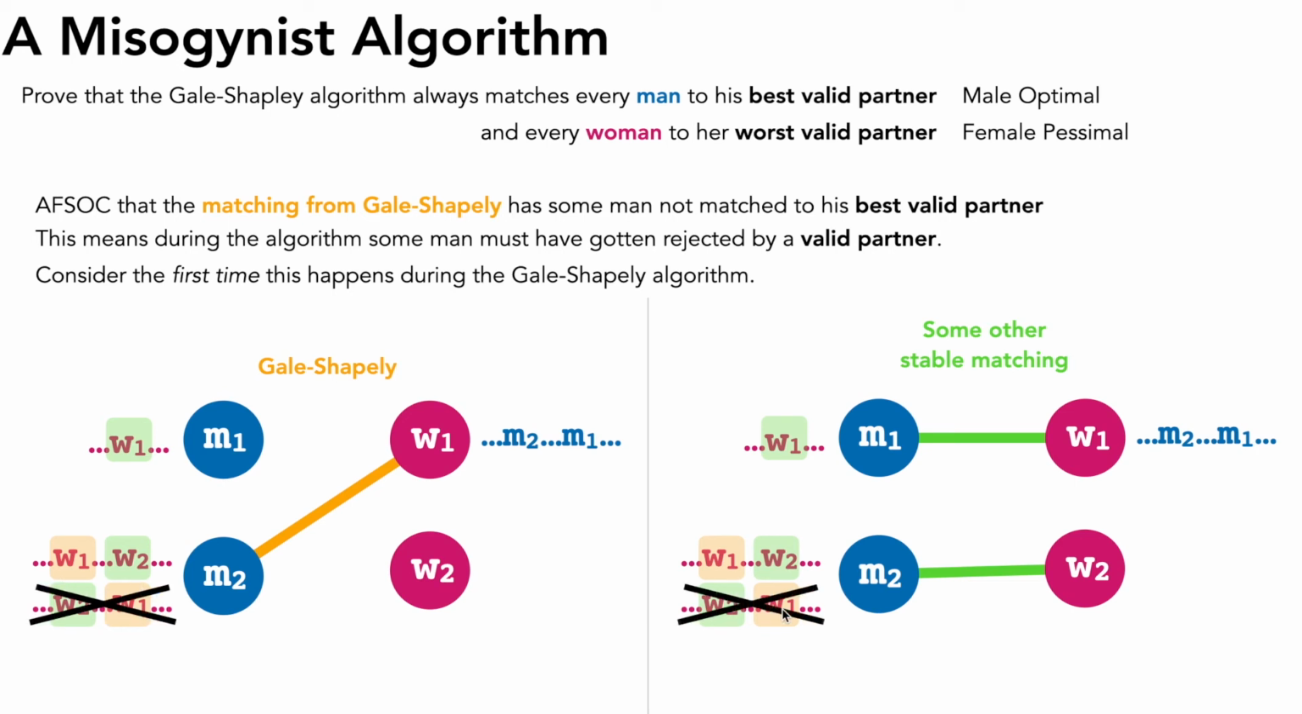Coming back to this scenario, this reveals our unstable pairing between man 2 and woman 1. Man 2 prefers woman 1 over who we matched him with, and woman 1 prefers him over who she's matched with. They are unstable. This contradicts the fact that this is supposed to be a stable matching, and this completes our contradiction proof. Now let's tackle the second part.